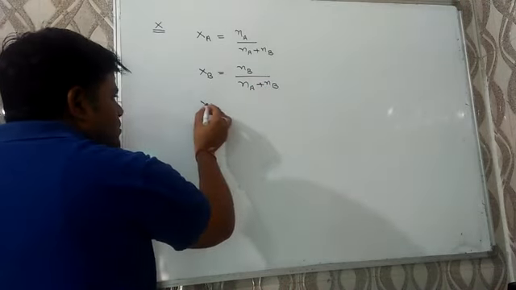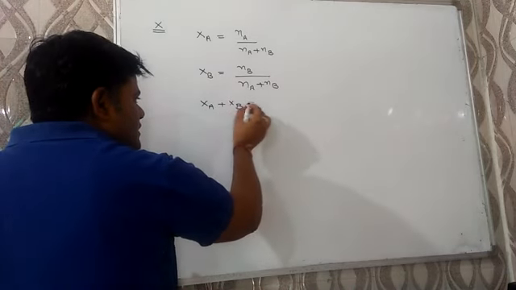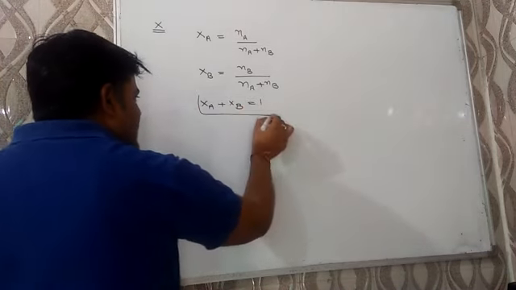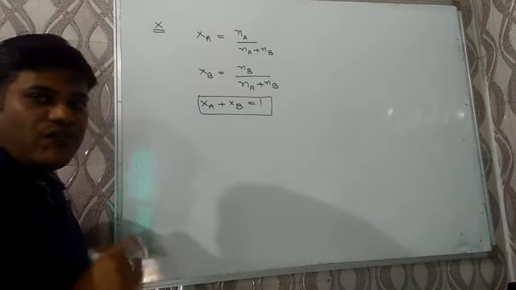And for a binary solution, Xa plus Xb is equal to 1. For a binary solution, mole fraction of solute plus mole fraction of solvent is always 1.